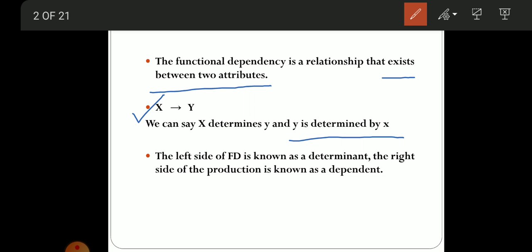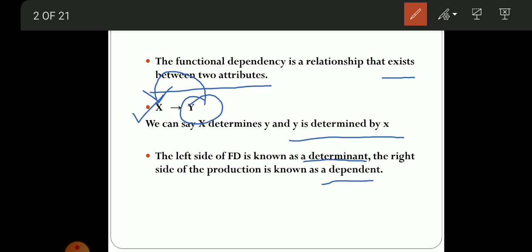Now the last point: the left side of a functional dependency is known as the determinant. The right side of the functional dependency is known as the dependent. Obviously, Y is dependent here. Why? Because Y is depending on X. If we know the value of X, then only we get the value of Y. So Y is dependent and X is the determinant, right? So this is a functional dependency.